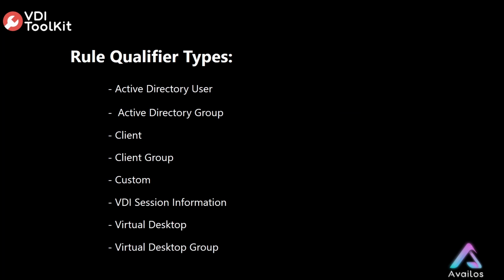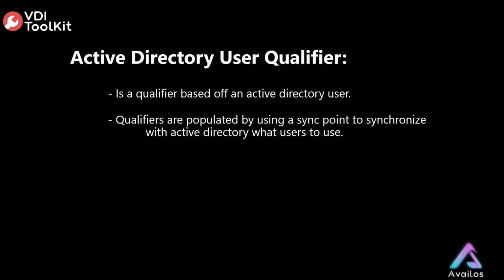These are the types of rule qualifiers that we have: Active Directory user, Active Directory group, client, client group, custom, VDI session information, virtual desktop, and virtual desktop group. So the first one we'll talk about is the Active Directory user qualifier. It's a qualifier based off of an Active Directory user.